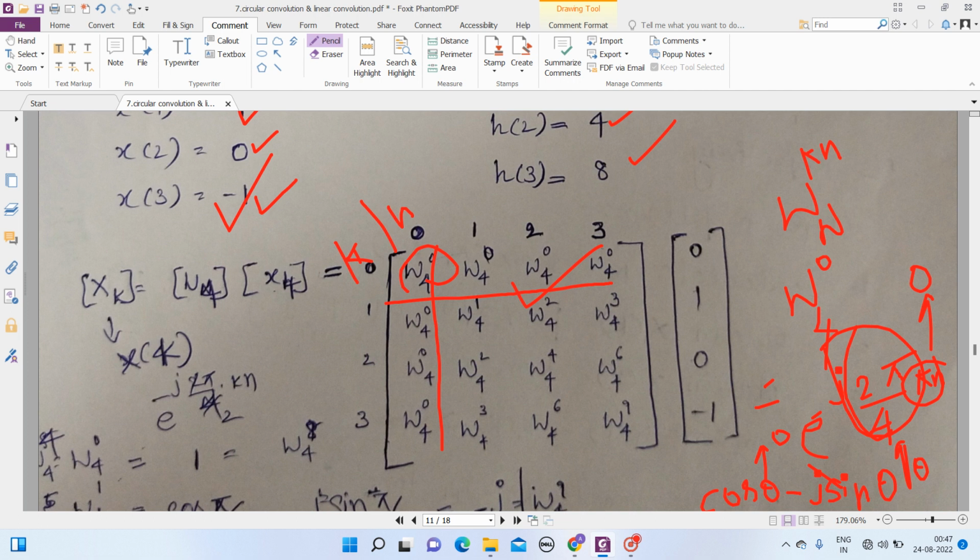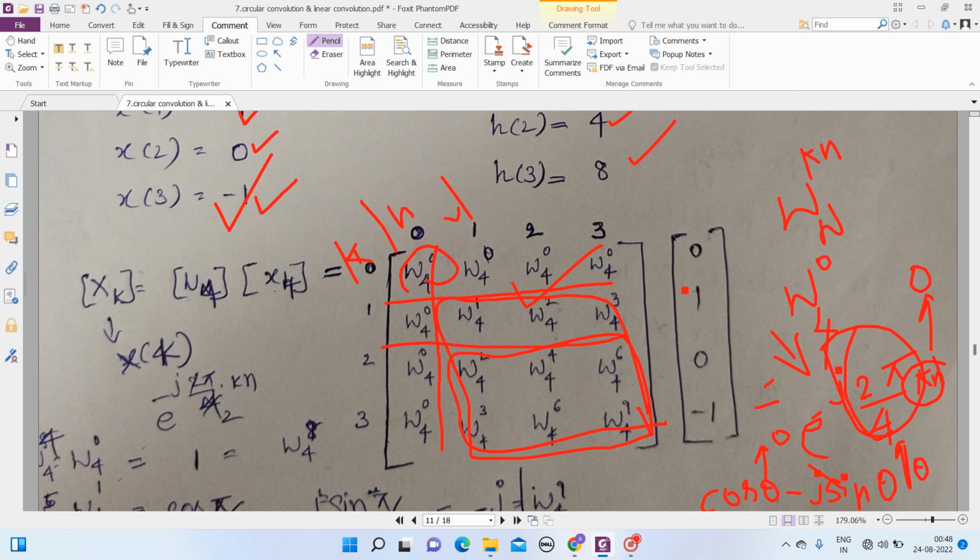Then you have to apply this procedure in order to determine the twiddle factors of the others, by using the periodicity property, right? I have already taught this, so just see my previous video. By using periodicity, you can easily find out the other twiddle factors. Once you determine this row, you can easily determine the twiddle factors of the others.